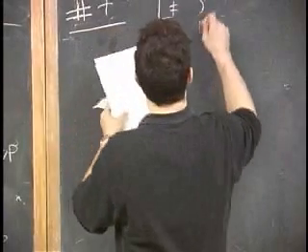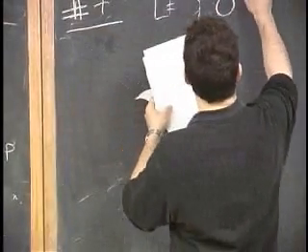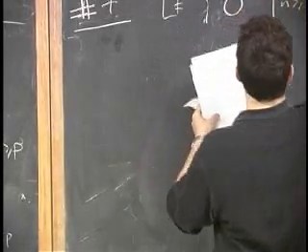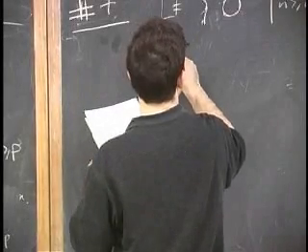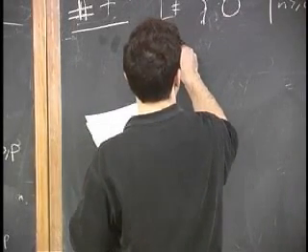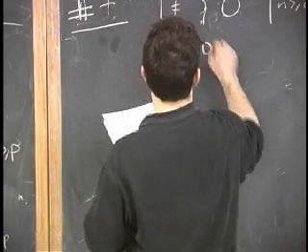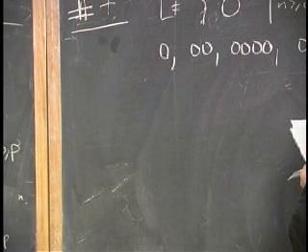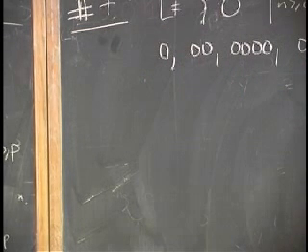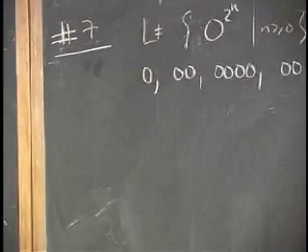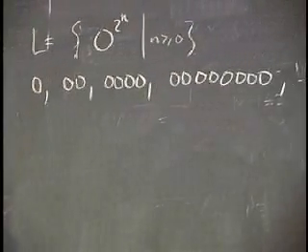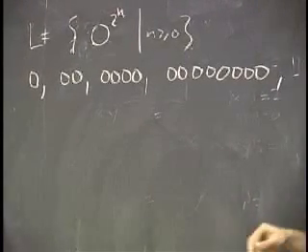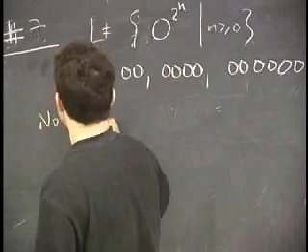So L equals 0 to the 2 to the n, n greater than or equal to 0. I guess I called it x there. So this is, I guess it starts with 0, 0, 0, 0, 0, 0. If you're bored, you can come up with a context-free grammar for this. But what do you think? Is this regular? No. All right, so not regular. So who's going to walk me through the proof?